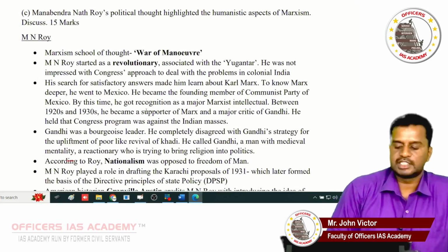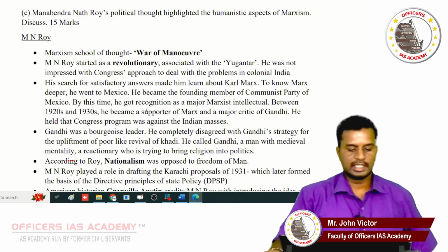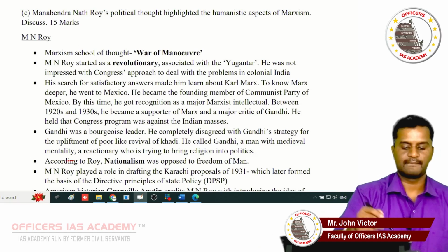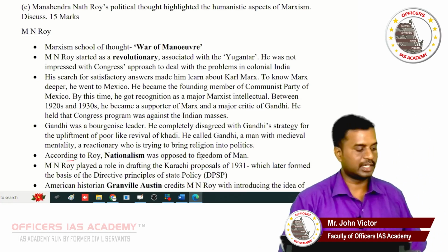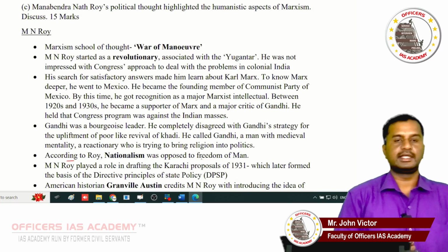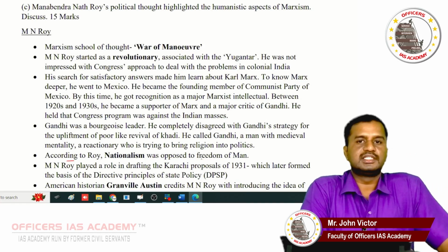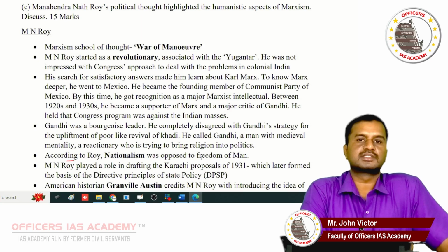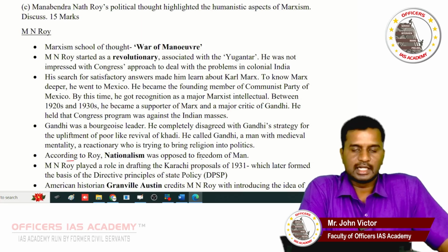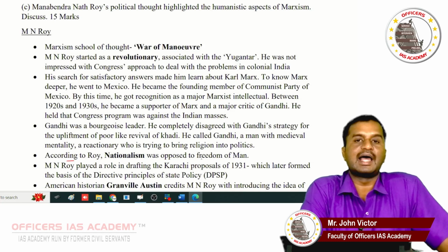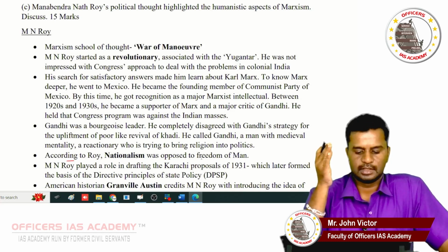Question C. M. N. Roy's political thought highlighted the humanistic aspects of Marxism. Discuss. This is from Indian political thought. M. N. Roy, a Marxist scholar in Indian political philosophy. He initially started as an orthodox Marxist. He later became a humanist. He contributed to radical humanism and radical democracy.